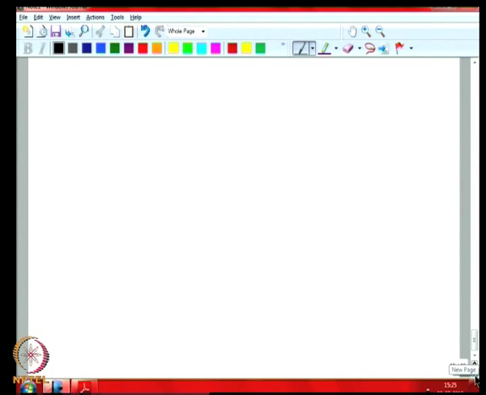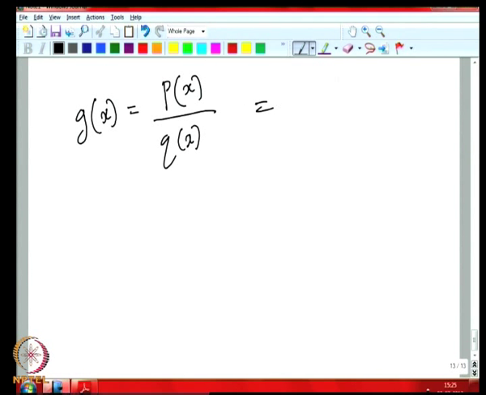So what do you get? G of x equals p of x by q of x, which is x divided by 1 plus x minus 16 x square plus 20 x cube. Now if you want to get a closed form for hn, we want to find the coefficient of x raised to n in the expansion of this.